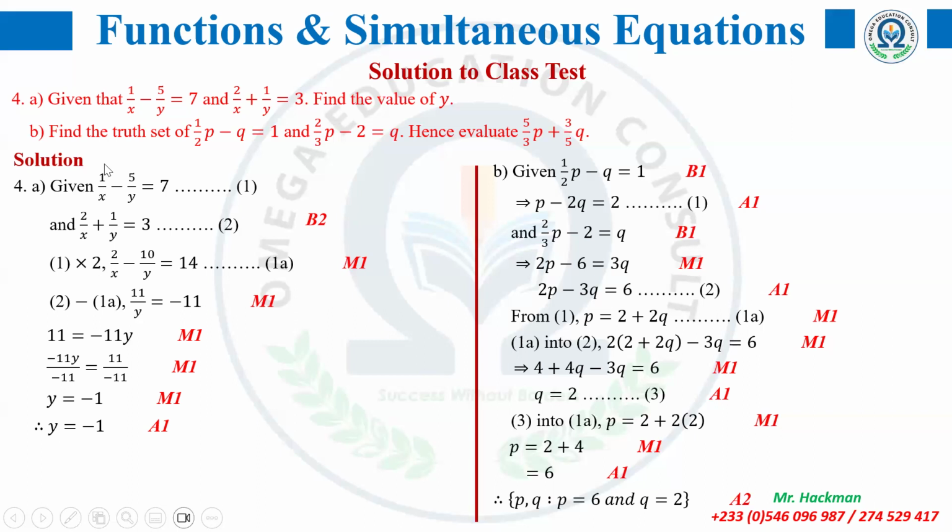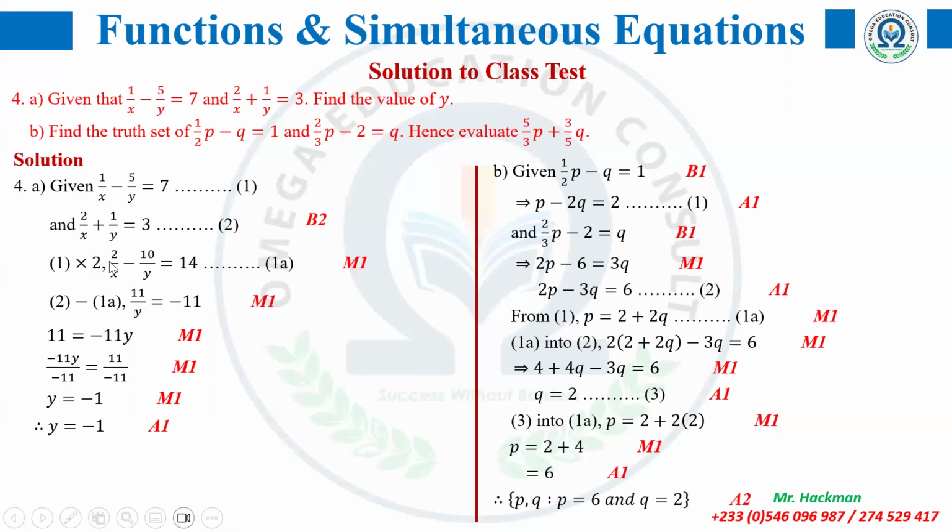So it will be 2 times 1 over x, and that will give me 2 over x, minus 2 times 5 over y. I'm doing that mentally because this side contains more than a term. So that will give me minus 10 over y, is equal to 2 times 7, that will give me 14. I label this as equation 1a because I worked on only one equation, equation 1.